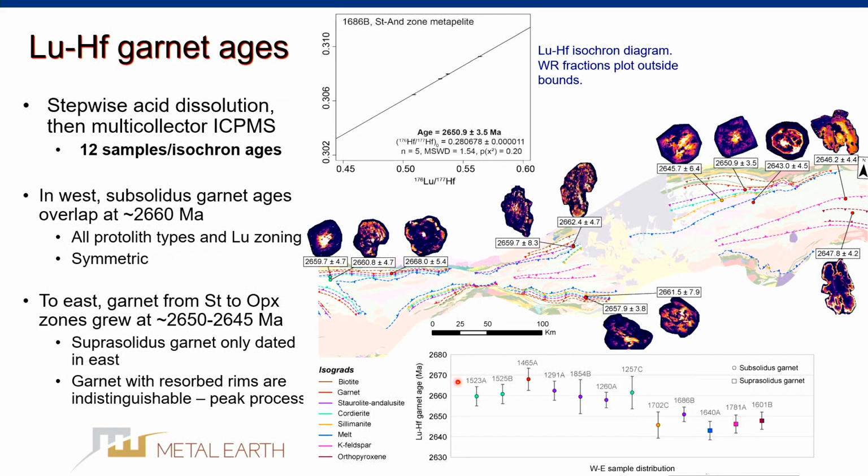In the East, it's a bit more of an interesting story. All the garnets actually seem to be younger by about 10 million years. Even those from the staurolite zone, which have the same trace element zonation, seem to be about 10 million years younger in the eastern Quetico.